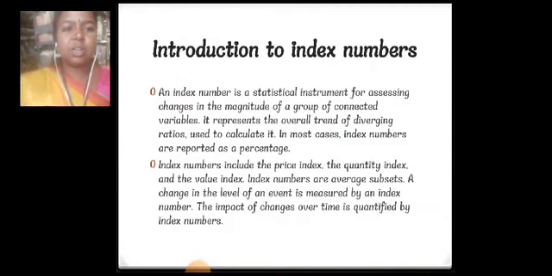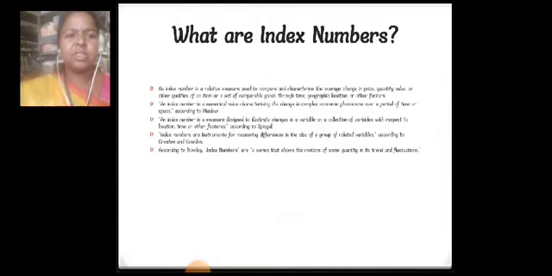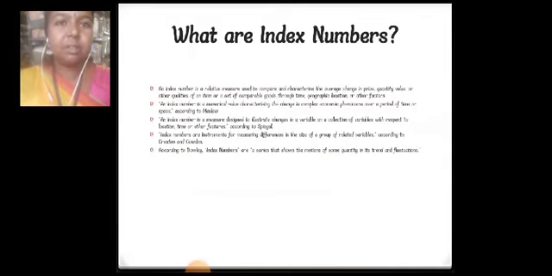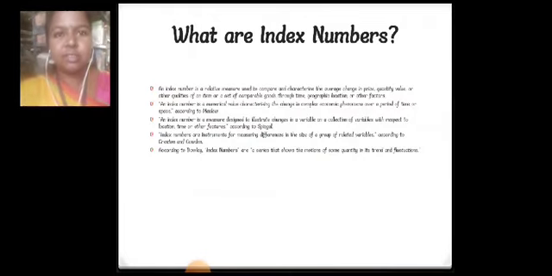Index numbers are average subsets. A change in the level of an event is measured by an index number. The impact of changes over time is quantified by index numbers. Next, what are index numbers? An index number is a relative measure used to compare and characterize the average change in price, quantity, value or other qualities of an item or a set of comparable goods through time, geographic location or other factors.